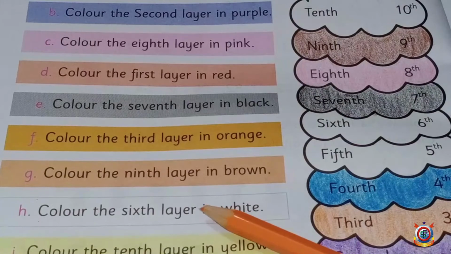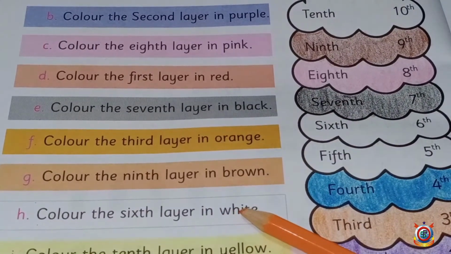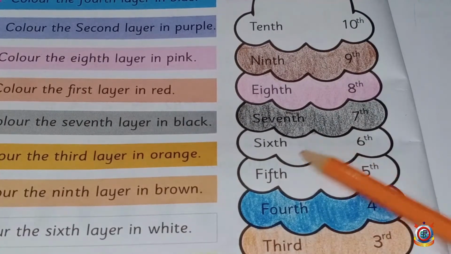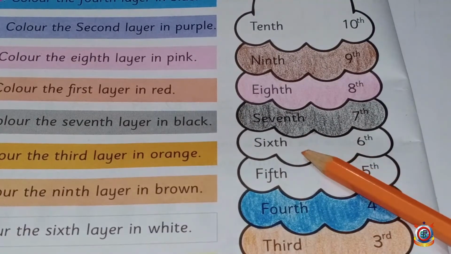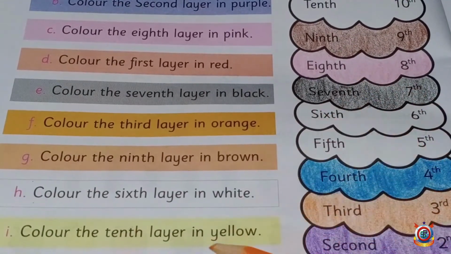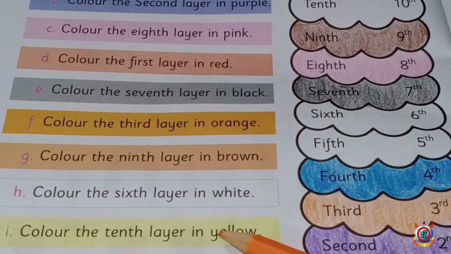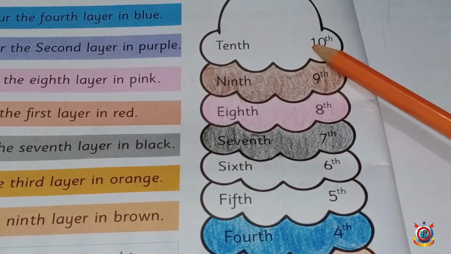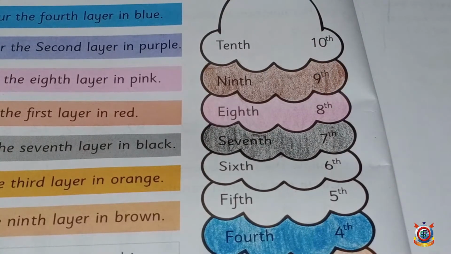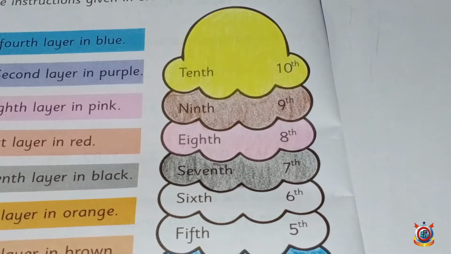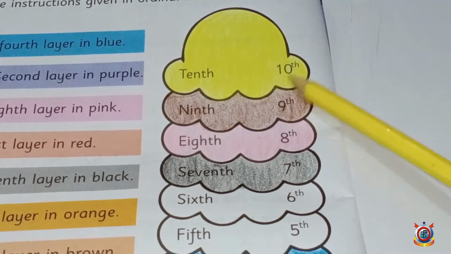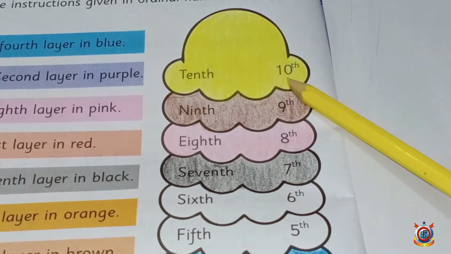Now they are saying that color the 6th layer in white. So we have to leave this 6th layer as it is because this is the white color. Okay, and now they are saying color the 10th layer in yellow. This is the 10th layer, we have to color it into yellow color. Let's color with me students. Okay students, you can see that I have colored this 10th layer into the yellow one.